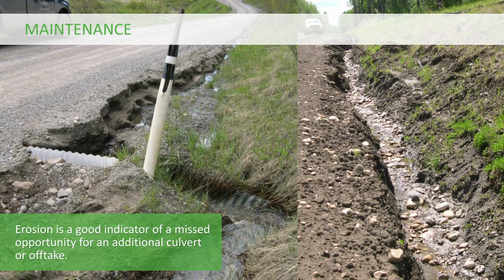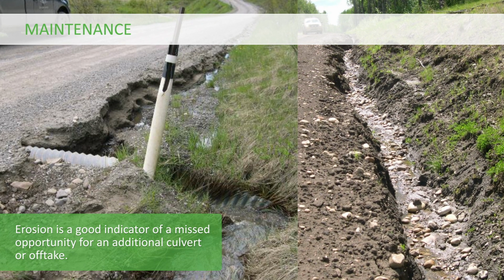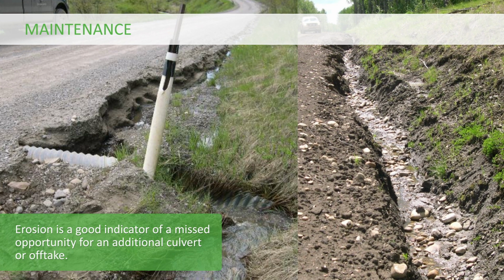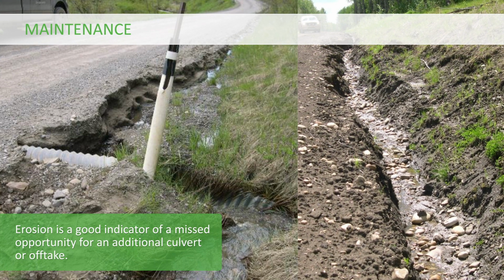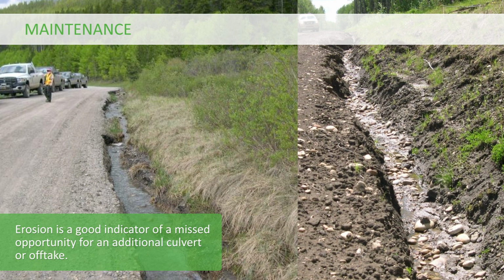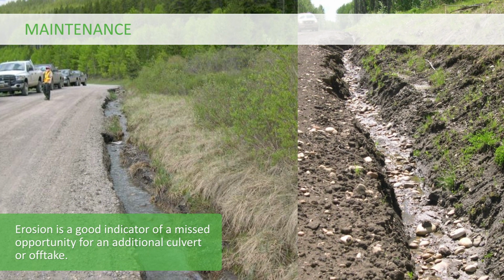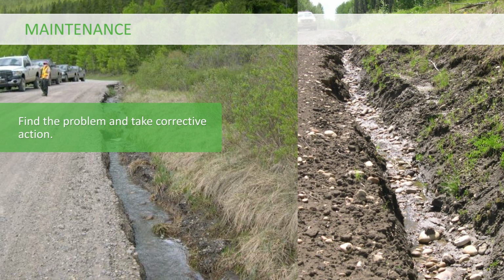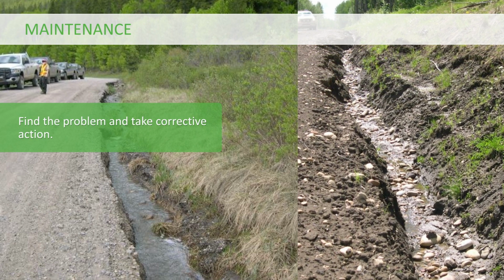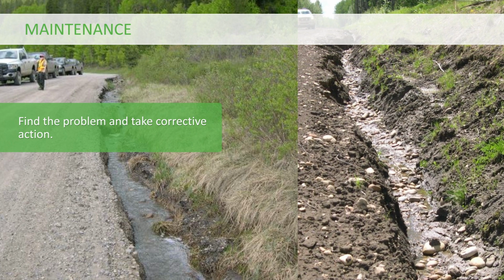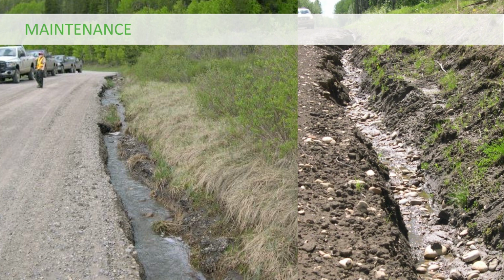Eroded ditches and road shoulders can be an indicator of a missed opportunity for an additional culvert or offtake, or a failed culvert or ditch block. When this is observed during inspection, walking the length of road along the eroded section should help locate the source of the problem. One or more corrective items may be called for. Good mapping and site marking will ensure that corrective actions are followed through as intended.